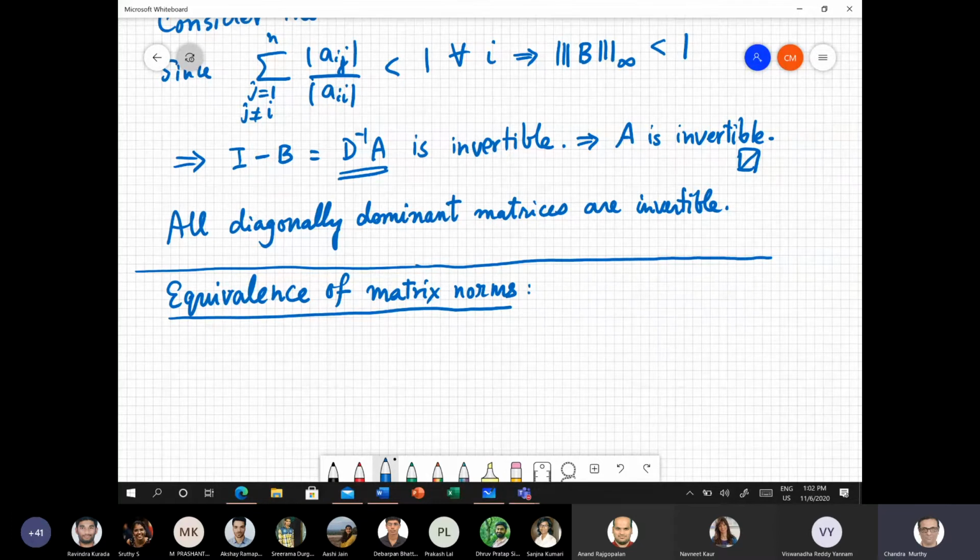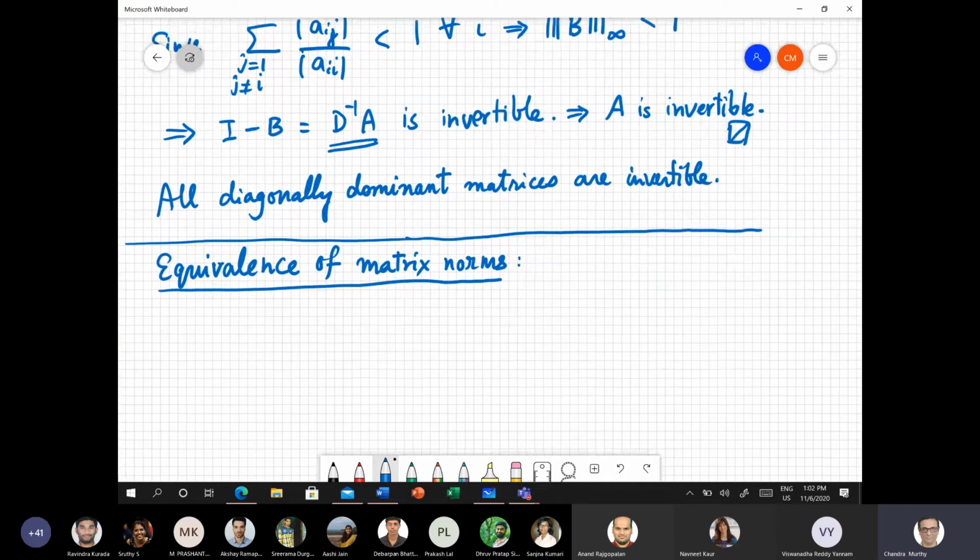Maybe not to the same value, but to some other value. And so it is useful to have this kind of result on equivalence of matrix norms because it means we can use any norm that's convenient for us in trying to show convergence properties.